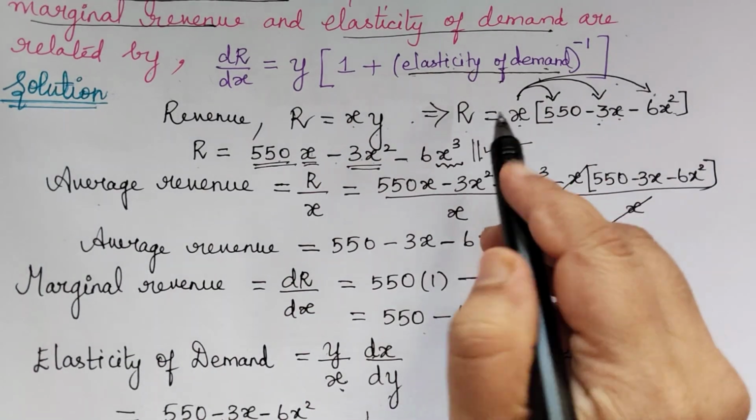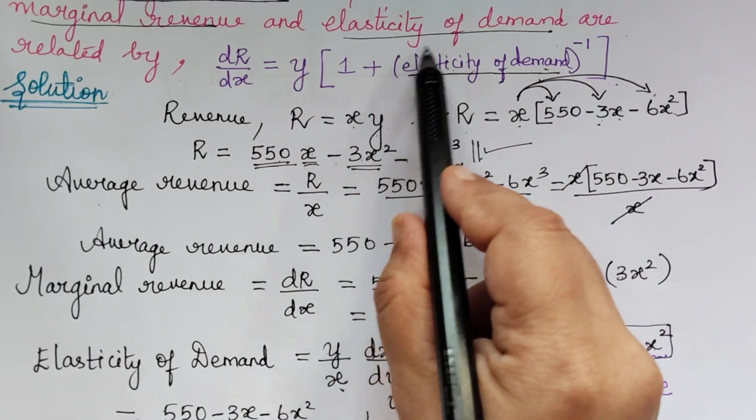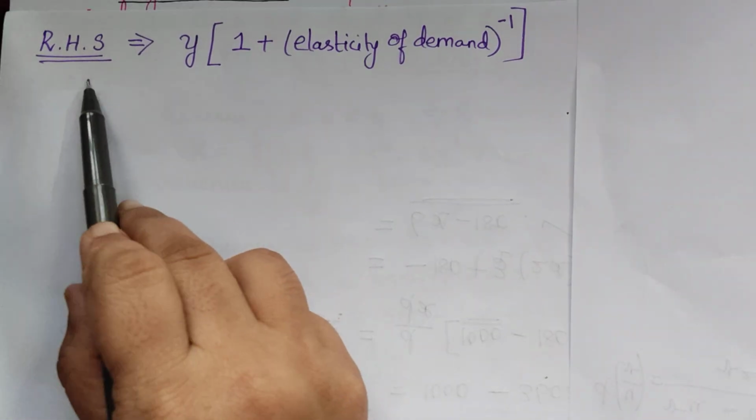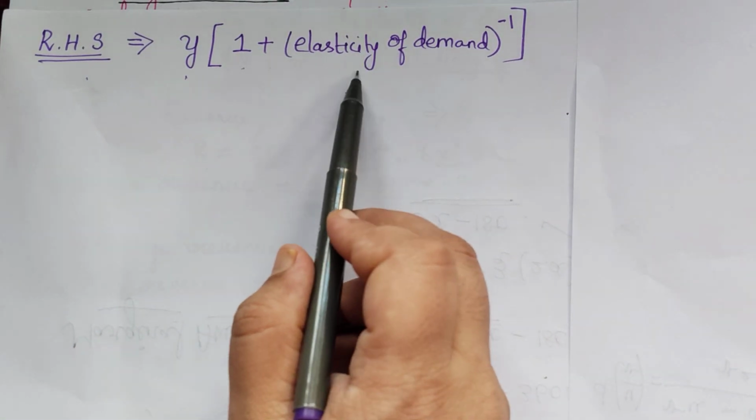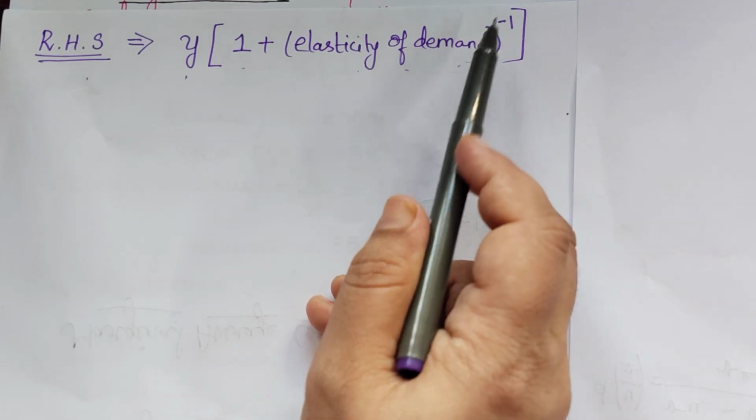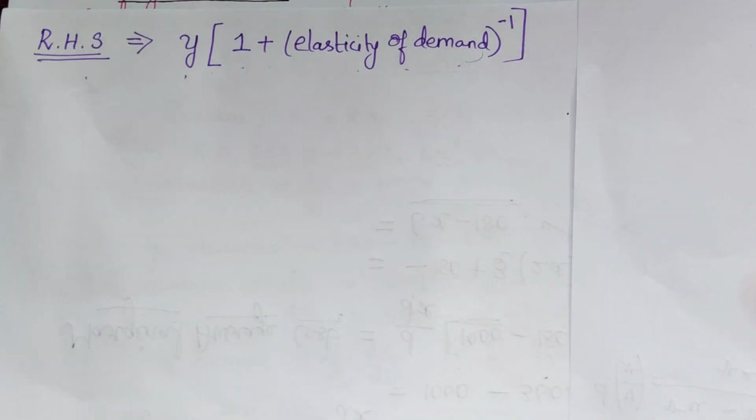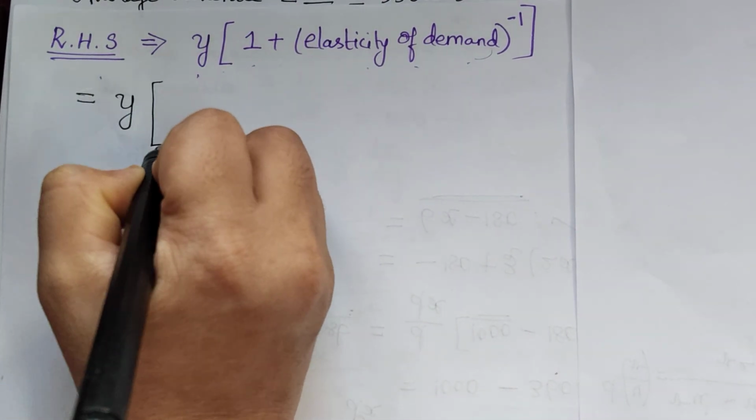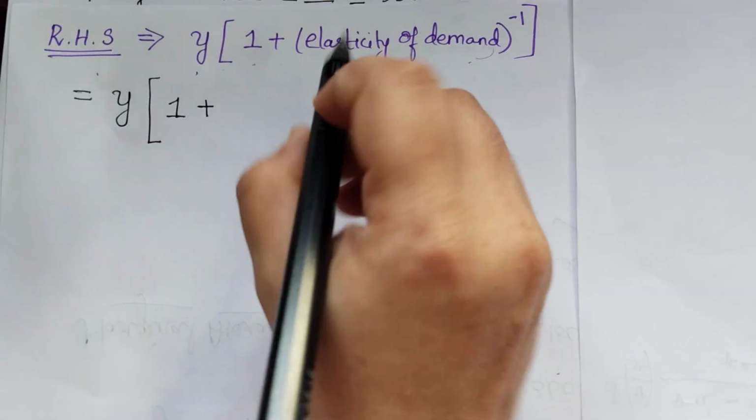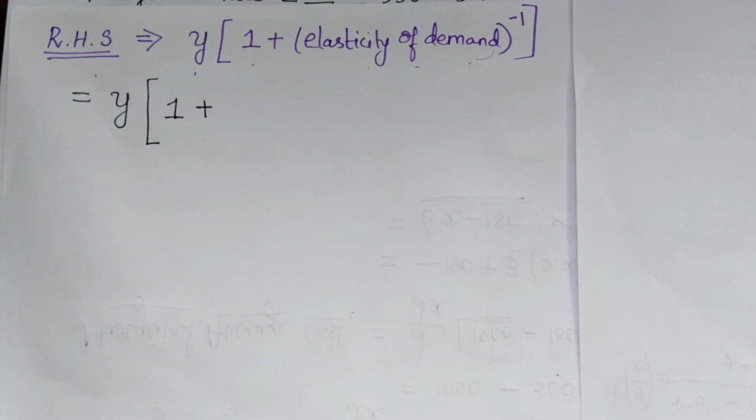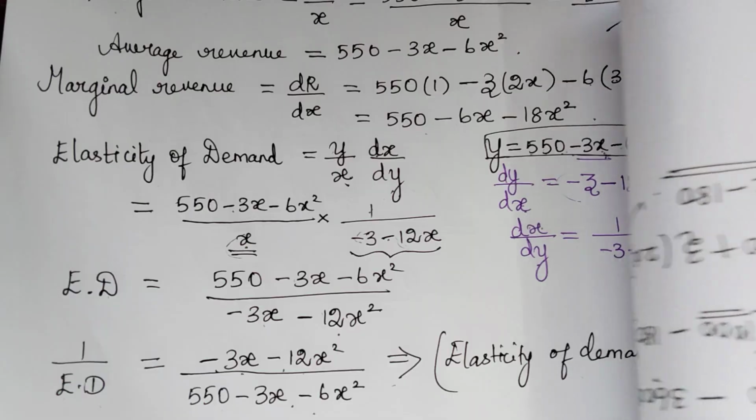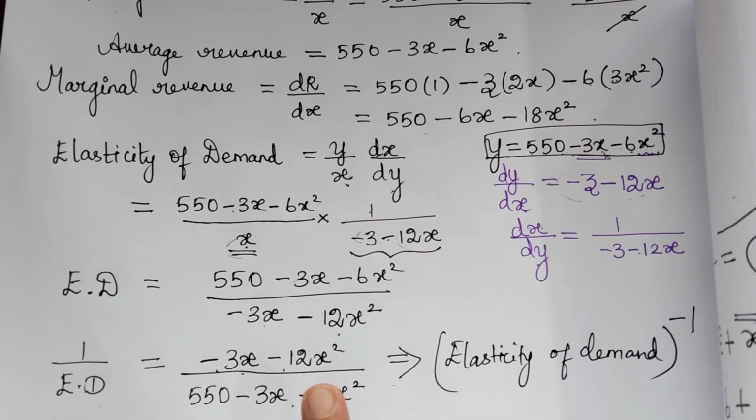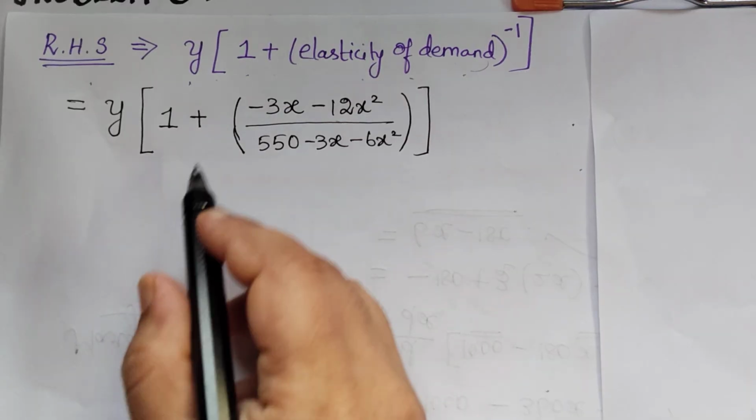Now we shall take the right hand side and substitute this. So at this place we will substitute what we have found now. So this is the right hand side, y multiplied with 1 plus elasticity of demand, the whole inverse. So let us find this. So the right hand side will be equal to y multiplied with 1 plus, what is elasticity of demand, the whole inverse we have found here. So the elasticity of demand, the whole inverse, is equal to this term. So let us take and substitute this. So we have taken and written that.